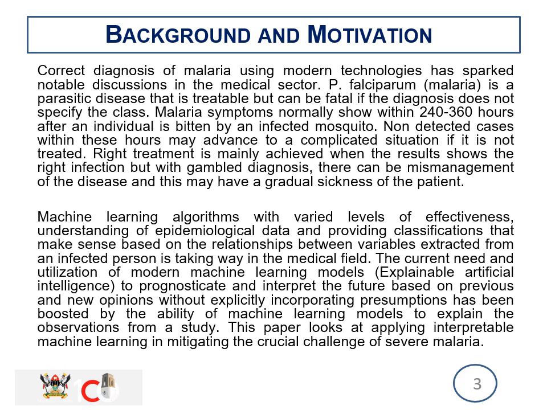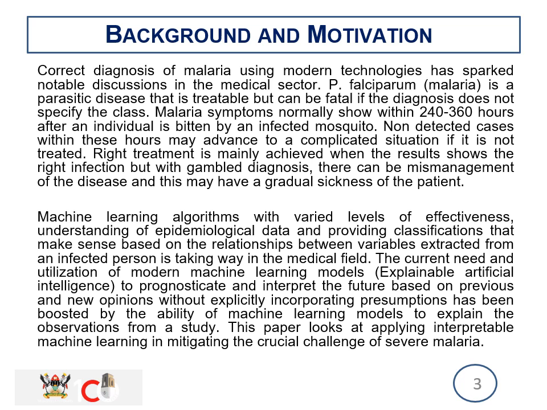The right treatment can be achieved when the results show the right infection, but with gambled diagnosis, there can be mismanagement of this disease, and the patients will suffer gradual illnesses. With machine learning algorithms that have various levels of effectiveness, understanding epidemiological data, and providing classifications that make sense based on the relationships of the variables extracted from the target person or the target object.